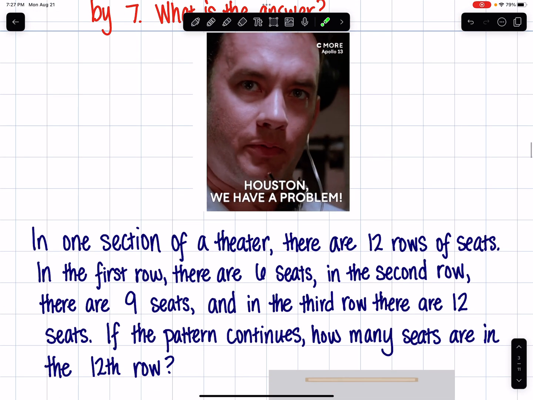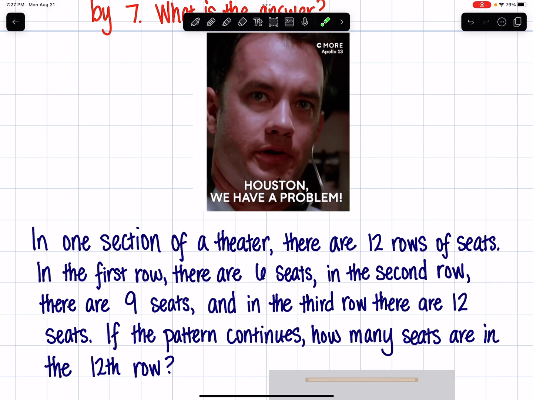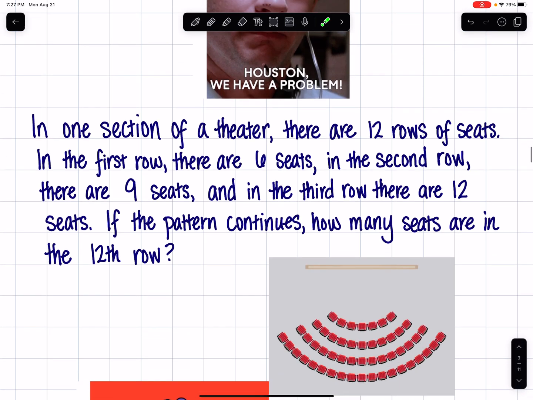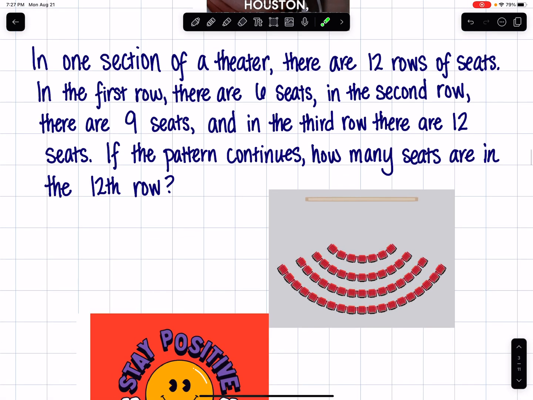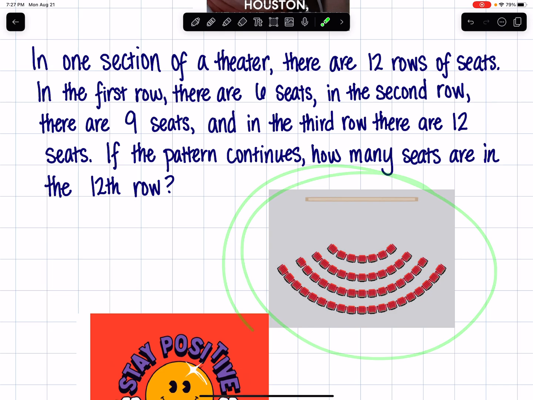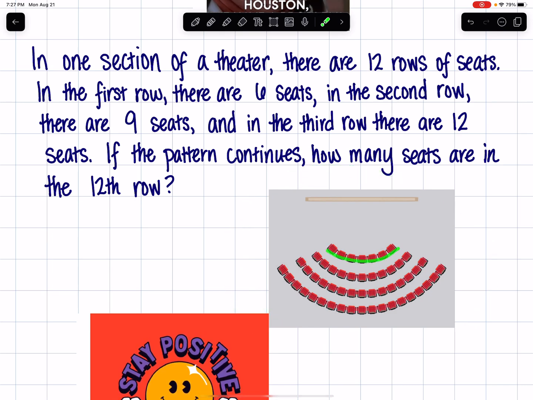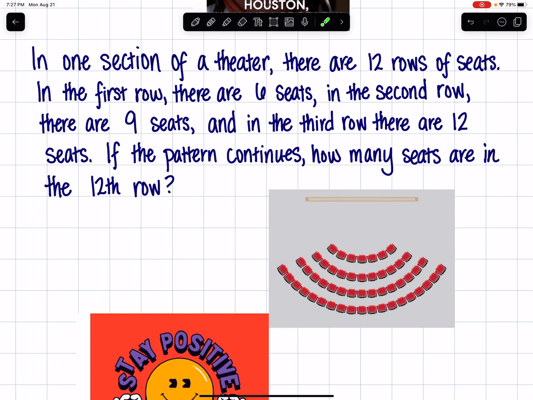And then, Houston, we have a problem. We are going to go on to our problem solving. In this problem, this is really interesting because they describe a theater. So I put a picture of theater seats right there so you can picture what they're talking about, even though the number of seats is not going to be the same as in the problem, okay? It's just so you can visualize it.